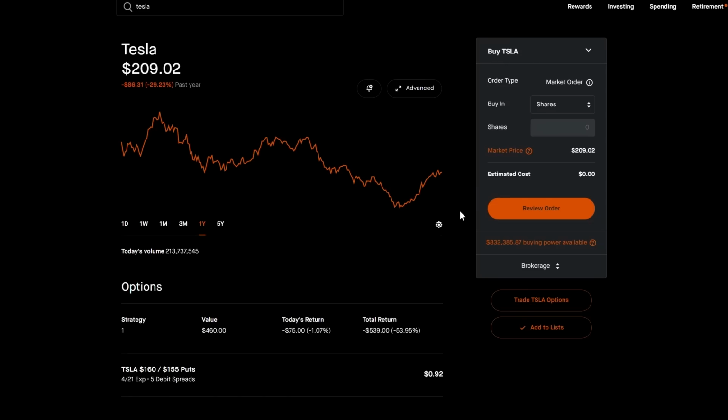Really, what you want to look for when you do a straddle or you're buying an iron condor, you literally just want to find the craziest stock. The crazier the stock, the better, because then you're taking advantage of volatility. It's literally what you're trying to take advantage of. So a stable stock would not be a good stock to use this strategy on, but a stock like Tesla is great. So currently Tesla is at $209 per share. Let's go to trade Tesla options.